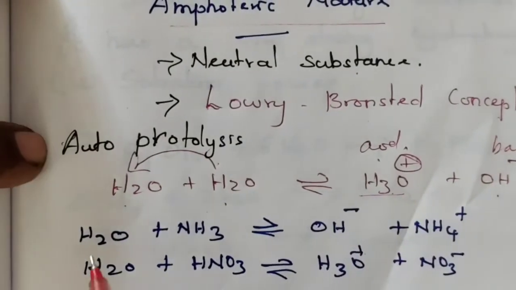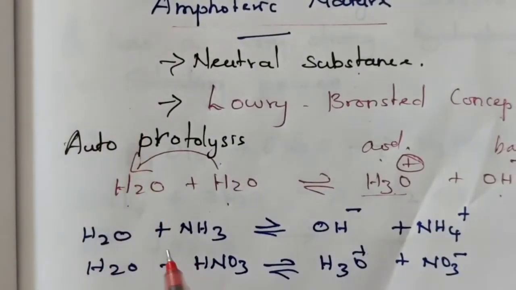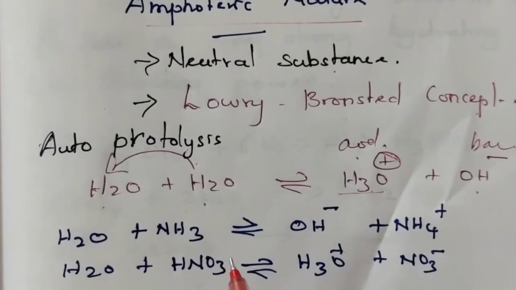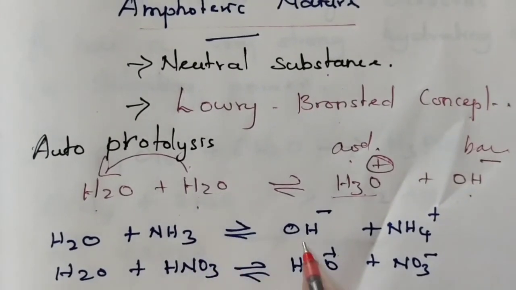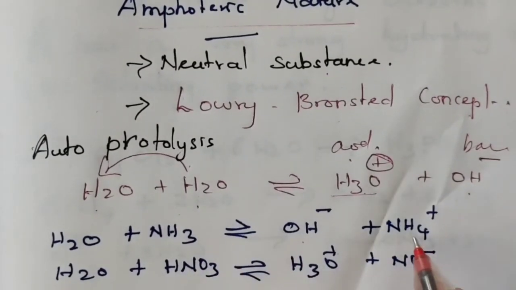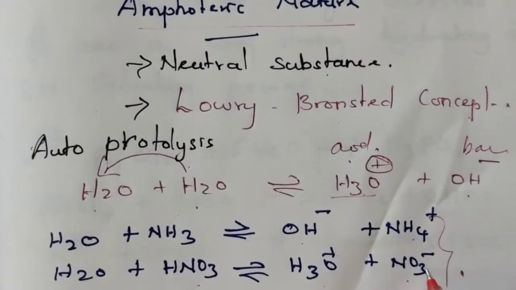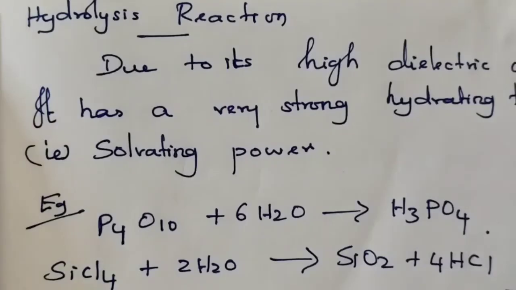When water reacts with ammonia, a well known base, we get OH- plus NH4+. Similarly, when water reacts with nitric acid, we get H3O+ plus NO3-. These reactions indicate the amphoteric nature of water. Water is amphoteric in nature.